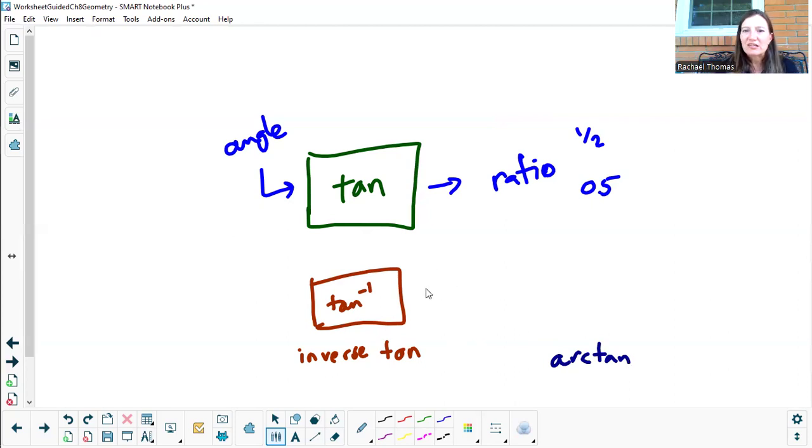All right, so inverse tangent is going to work this way. I'm going to give it a ratio, and it's going to give me an angle. It basically reverse engineers the process for us. We tell it, this is the fraction of sides we have. Can you guess what the angle is? And it does, which is awesome.